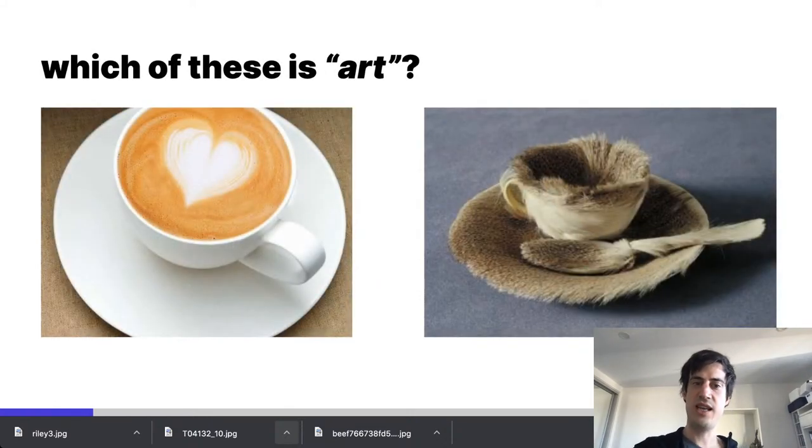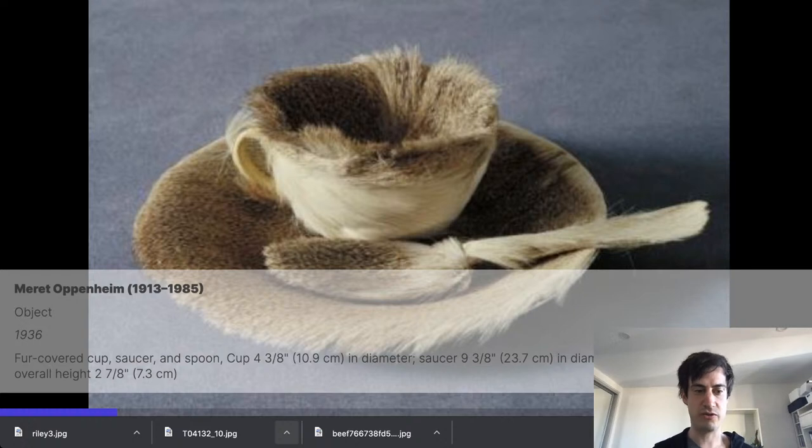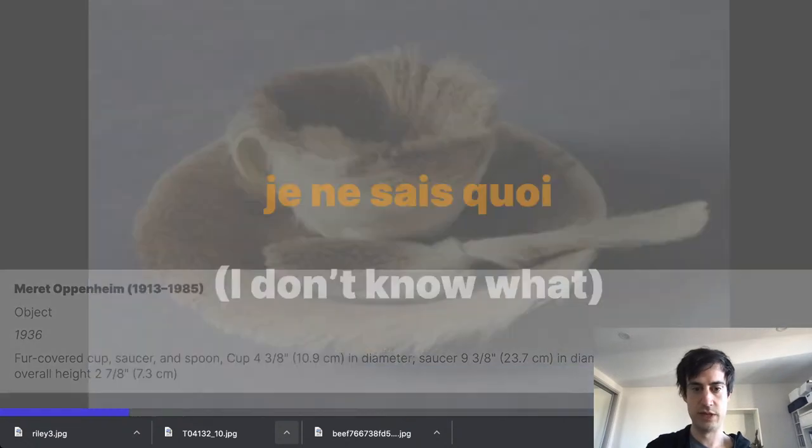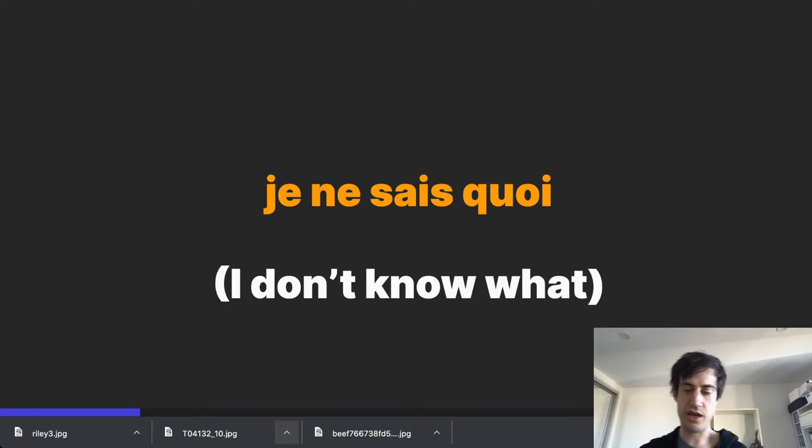And then this one, which of these is art? And I suspect that most of you are going to suggest that art is the object on the right, which is Meret Oppenheim's object. It's a fur-covered cup, saucer, and spoon. So Meret Oppenheim has taken a cup and a saucer and a spoon and covered those objects in fur and called it an object. And she did this in 1936. So je ne sais quoi means I don't know what. There's a certain quality there that I can't really say is what makes something art and makes everything else art as well.